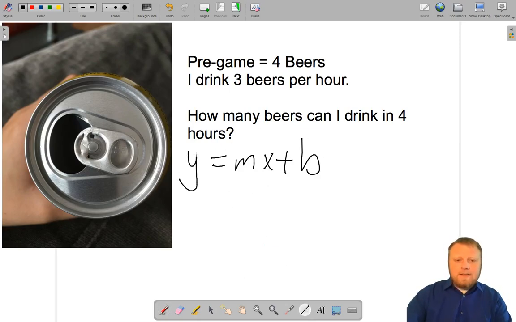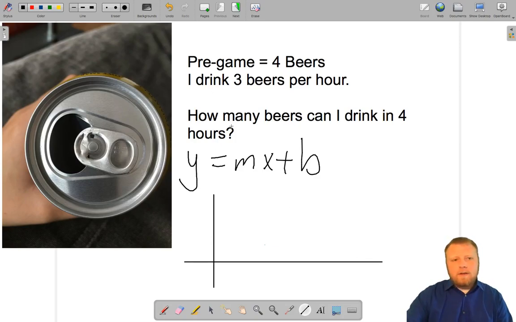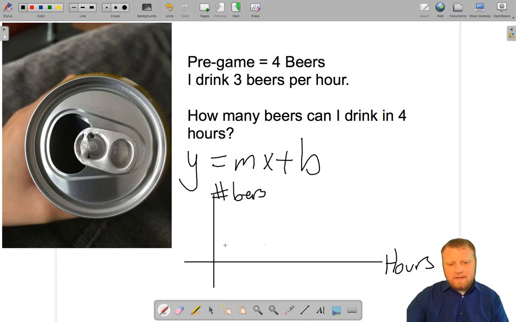Okay, so that being said, y equals mx plus b really doesn't mean anything to me because I don't drink y's and I don't drink b's. So let's go ahead and draw this out the proper method. Instead of drinking y's and b's, I'm drinking beers over time, right? I'm going to put hours on the horizontal axis and the quantity, the number of beers, on the y-axis, or the vertical axis. See, I already messed up there.